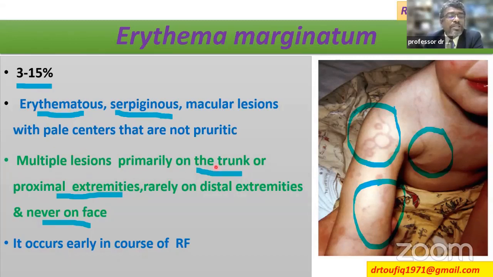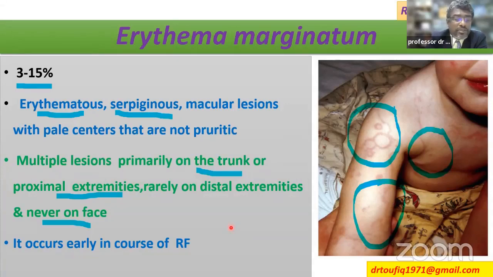There are multiple lesions, primarily on the trunk, where we find this erythema marginatum. Usually we find it over the trunk and proximal extremities, rarely on the distal extremities, and never on the face. In the limbs, it is the upper limb, but the lower limb is very rare. This erythema marginatum is never found over the face.